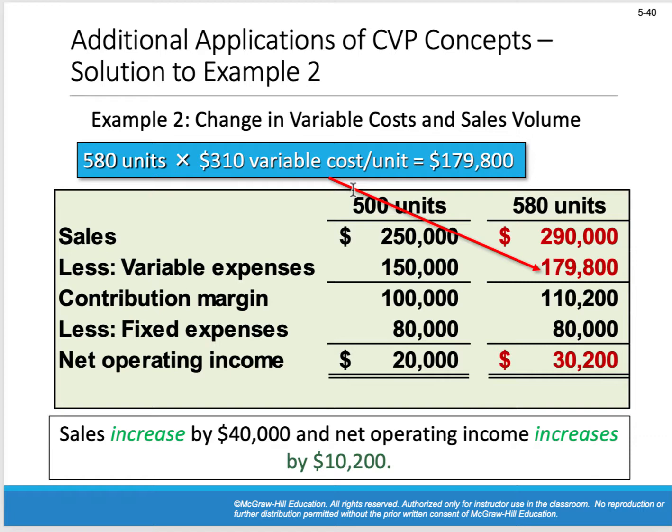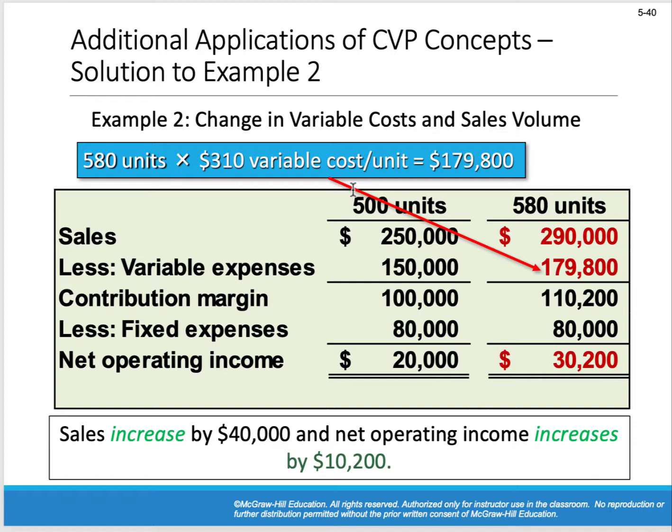It was $150,000, right? But that $150,000 is based on us selling 500 units at a variable expense per unit cost of $300. We have increased our variable cost per unit. We're saying we're using better ingredients. Our variable cost per unit is now going to be $310. So we take the new variable cost per unit, $310, times 580 units. That's our new quantity that we're selling. We see that our variable expenses now are $179,800.